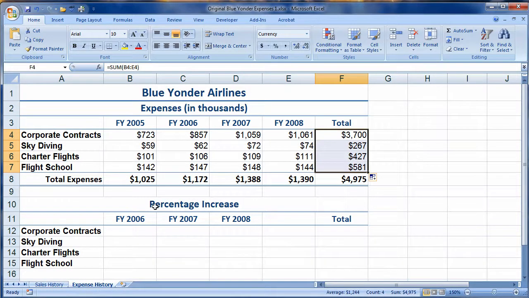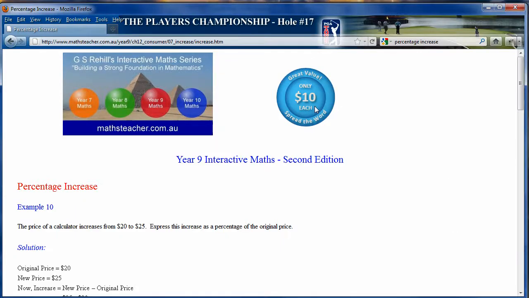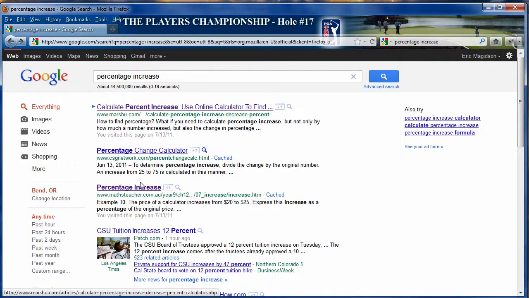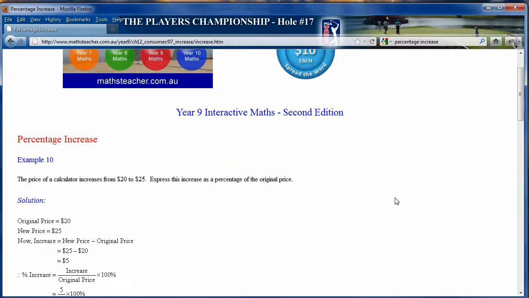Now, the reason I bring up percentage increase is I want to show you what a percentage increase is and then talk about why we would use them real briefly. So what I did is I brought up Internet Explorer, I typed in percentage increase, and I found a quick website, mathsteacher.com. What the heck is an increase? In this case, the example is the price of a calculator increases from $20 to $25. Express the increase as a percentage of the original price.